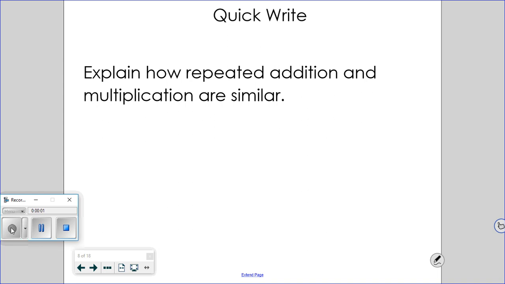Talk to me. What were some things that you wrote about? How are repeated addition and multiplication similar? How are they related? I should see lots of hands because this was your quick write. Get out of your desk. Aiden, how are they related?